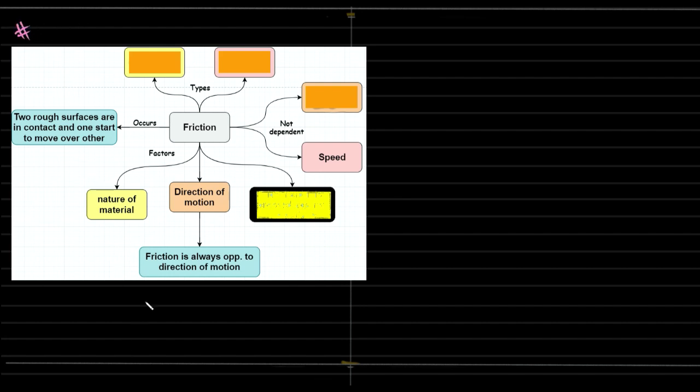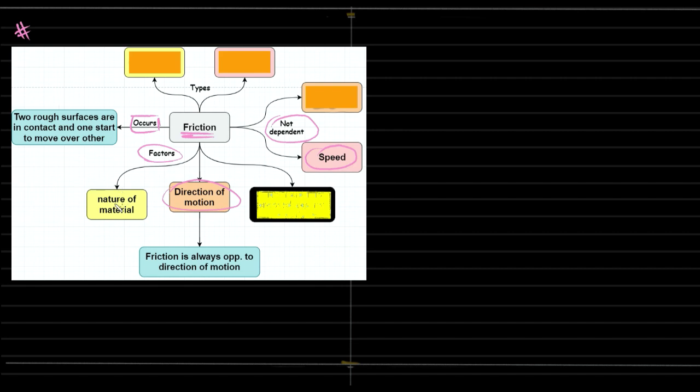The next thing that we need to know is about friction. Friction occurs whenever two rough surfaces are in contact and one starts to move over the other. This you know. What you need to know actually is that it depends on the direction of the motion. Friction is always opposite to the direction of the motion. This you need to understand. And it's not dependent on the speed.